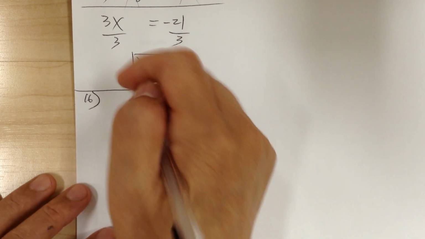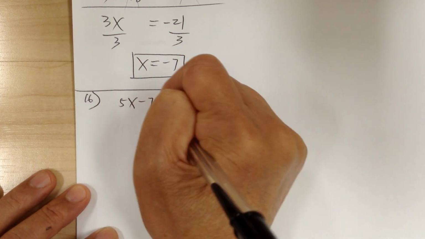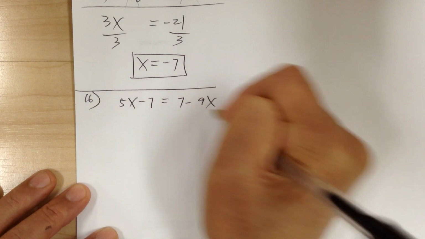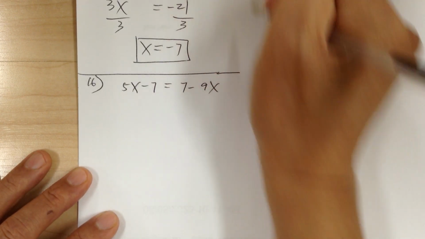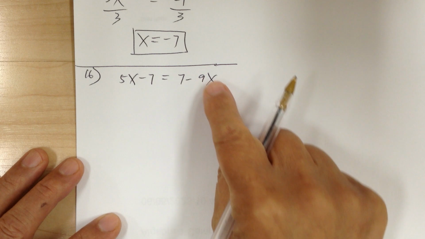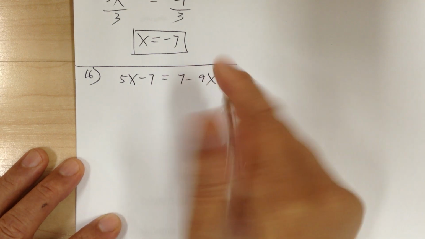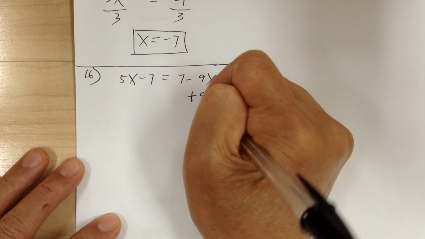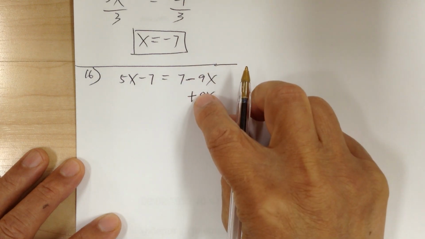Okay, next one. 5x minus 7 equal to 7 minus 9x. Okay, so I'm going to move this variable to this side, the number to this side. Again, you have to do the opposite. So to undo, you have to do the opposite.